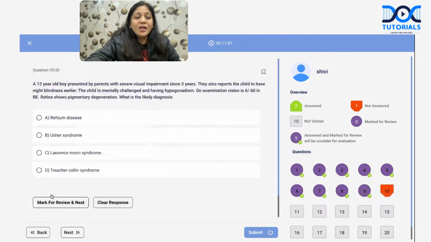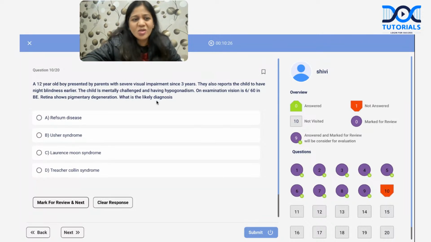Okay. Now, let us talk about another small boy, a 12-year-old boy presenting with visual impairment. There is also a report that the child had night blindness earlier. So a boy, night blindness. Quickly, I think about vitamin A deficiency, or I think about retinitis pigmentosa. Let's see another thing. The child is mentally challenged and has hypogonadism. So guys, if this is retinitis pigmentosa, what syndrome has a mentally retarded child and hypogonadism? So this is a beautiful question.